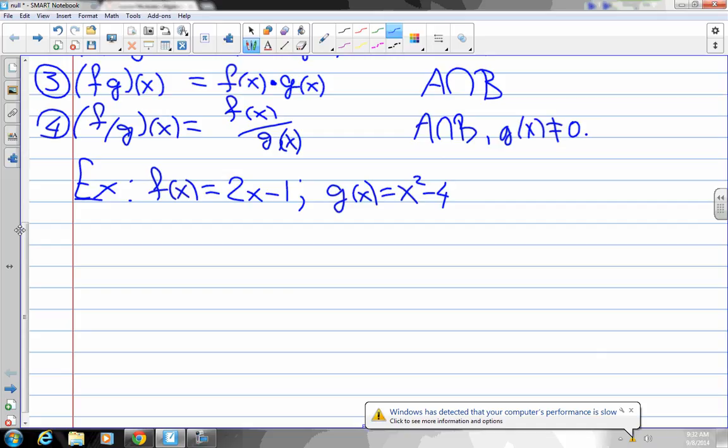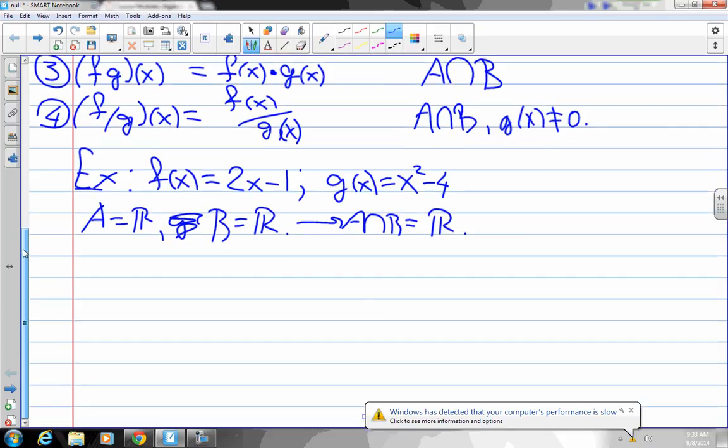All real numbers. So you can say, A equals all real numbers, B equals all real numbers. So if you take the intersection of A and B, what do you get? All real numbers, right? So there's no exclusions. So really, the domain for some, difference, product will just be all real numbers, right? Because nothing bad happens here.